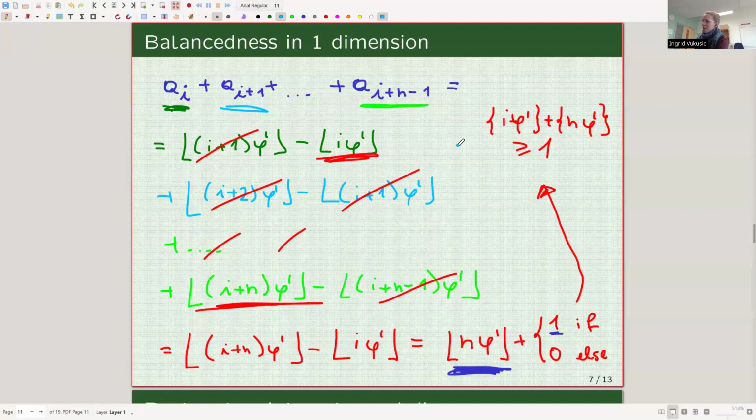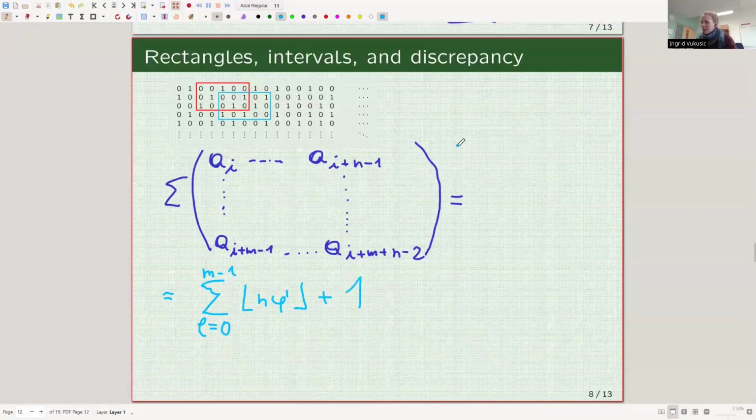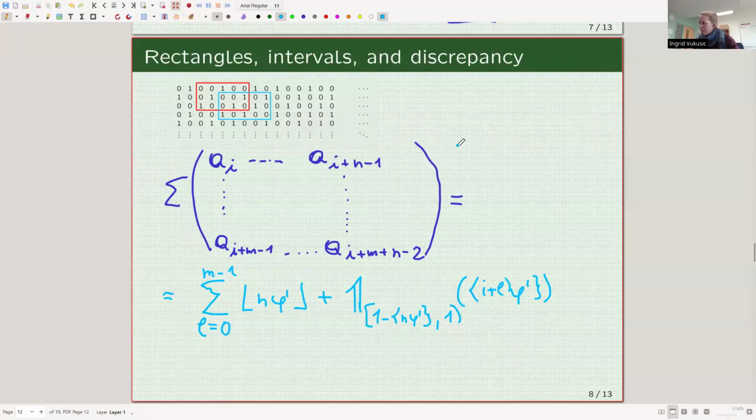add these conditional terms, which I'm going to rewrite as, well, we're checking whether this is large, whether it's in the interval 1 minus n phi prime and 1. So I'm going to write this as, check whether i phi prime is in the interval 1 minus n phi prime, 1. These are just the fractional parts, but everything is mod 1 as well. So don't worry. The only thing is here we had i, and then later we have i plus l. So I need a plus l here. And this is essentially the exact formula for the rectangles.